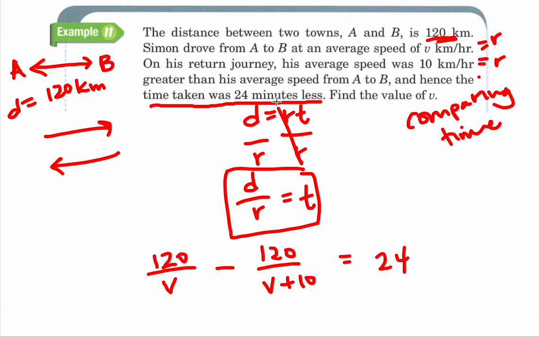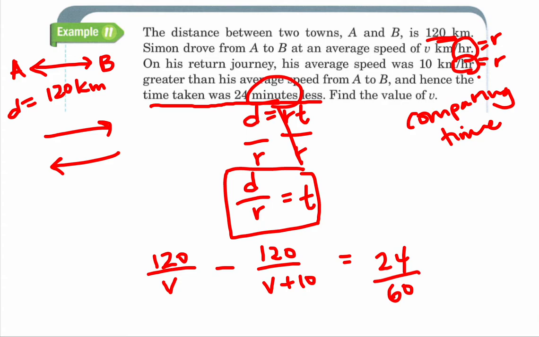Now it's minutes. Everywhere else in this problem, they said hours. So we do have to take those minutes and change them into hours by dividing by 60. 24 minutes is only a fraction of an hour, so we'll have to take that and divide by 60. So many fractions in this equation, right?